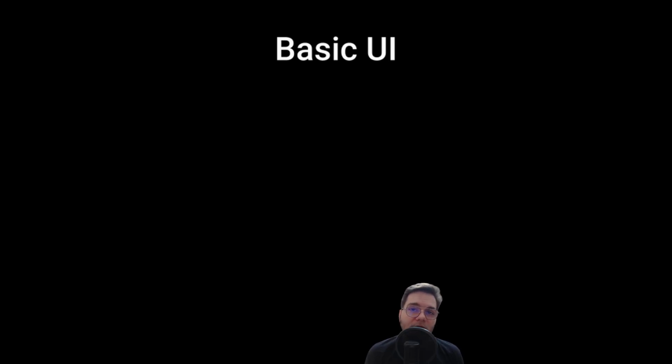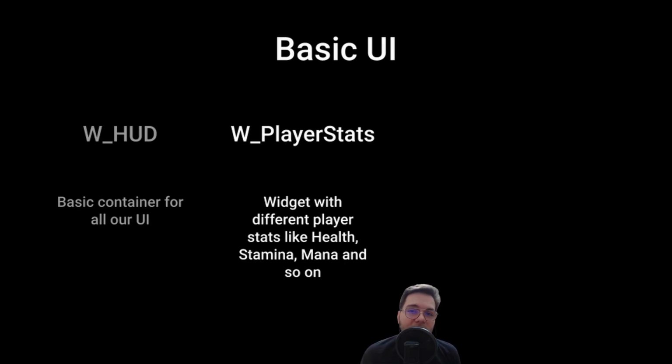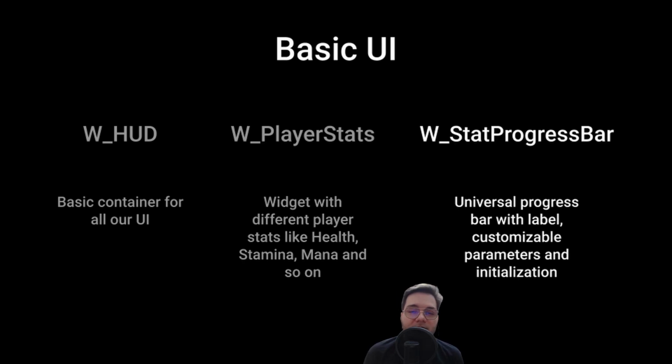Our user interface is going to consist of three parts: HUD, player stats, and stat progress bar. A HUD is a main container for every widget. Player stats is a container for our progress bars, and stat progress bar is the progress bar with label and color indication, which we're going to use to show our health, stamina, and any other stat we can think of.